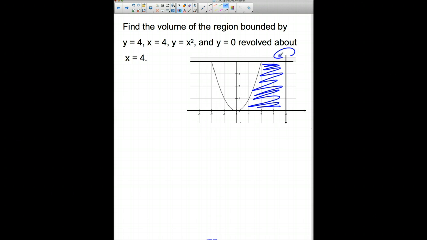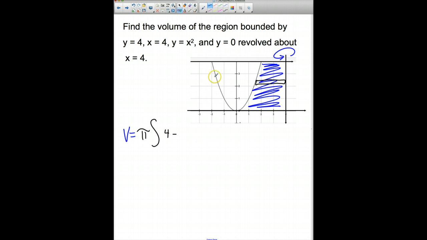And we're revolving around the line x equals 4. Notice that the region we're revolving is lying on the axis that we're revolving around. So let's set that up. If we're revolving around an axis that's vertical, our representative rectangles are horizontal. Again, we do right minus left. So it's pi times the integral of the right function, which is 4, minus the left function.